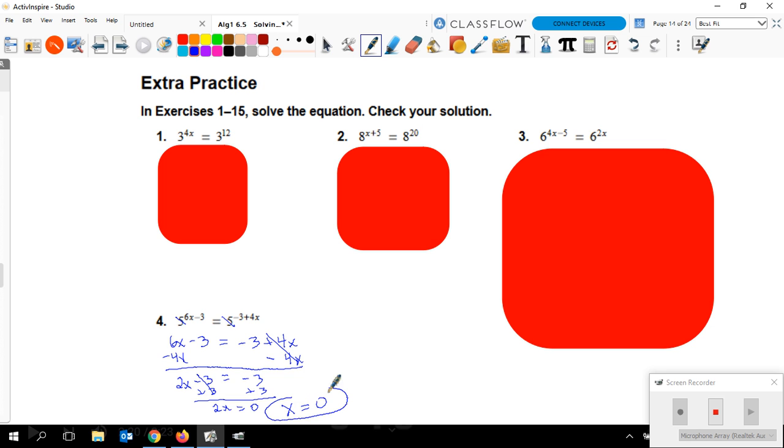So you can see if I plug x into here, 2 times 0 would give me 0. All right, so our answer for that one was just 0. But once you go ahead and pause the video at this point and try 1 through 3, same thing, they all have the same base. So it should be very simple.